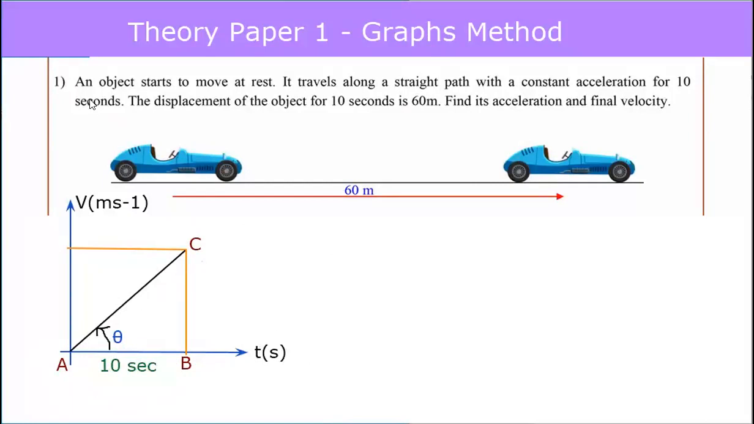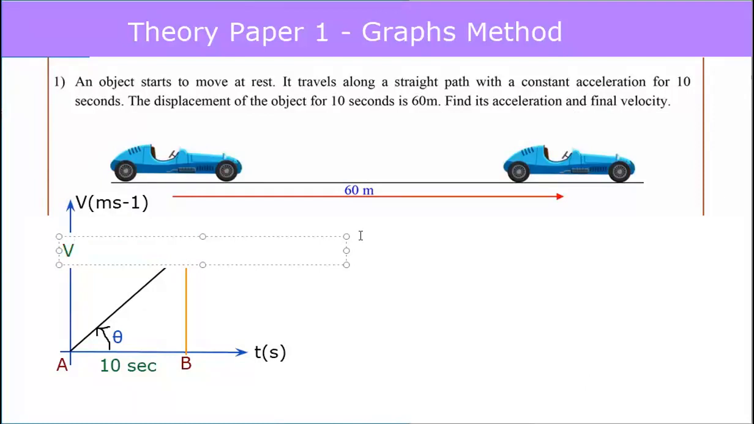We don't know the final velocity. An object starts to move from rest. It travels along a straight path with a constant acceleration for 10 seconds. The displacement of the object for 10 seconds is 60 meters. Find the acceleration and final velocity. So we don't know what the final velocity is. Therefore, let me mark the final velocity as V meters per second.